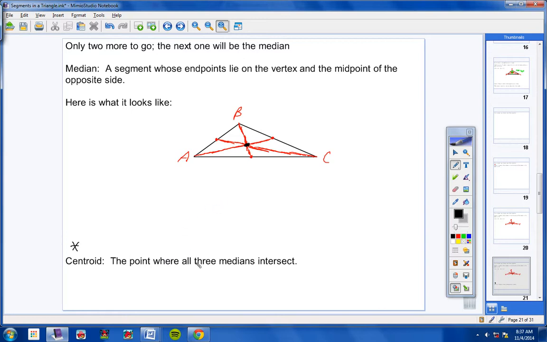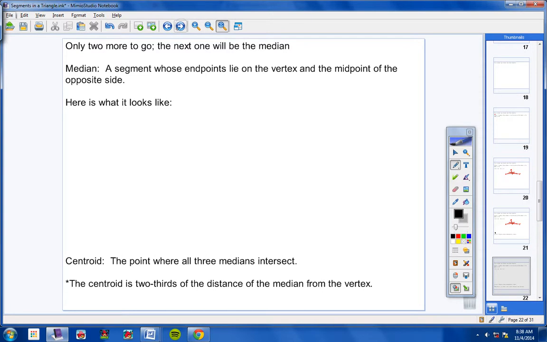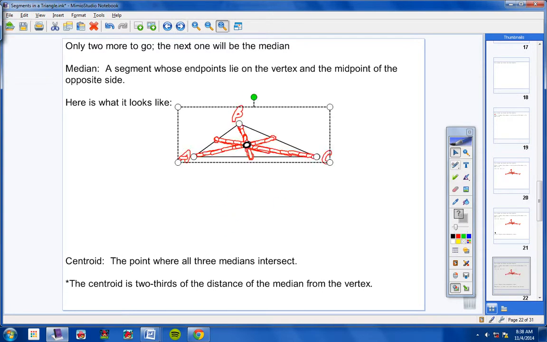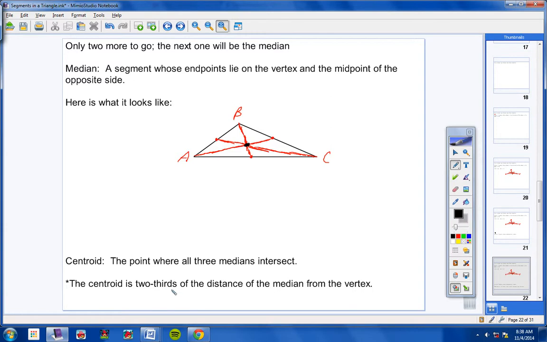The point where all three medians intersect. Okay, now notice, students, that the centroid is 2/3 of the distance of the median from the vertex. Now that should really sound confusing, but first of all, go ahead and copy this down, and then I will explain that very well up here, okay? So copy this down. The centroid is 2/3 of the distance of the median from the vertex.